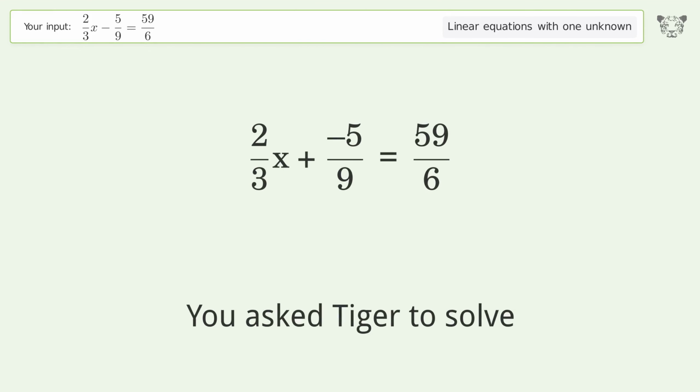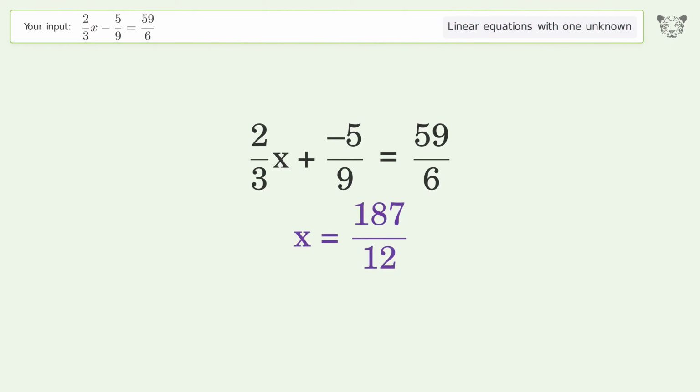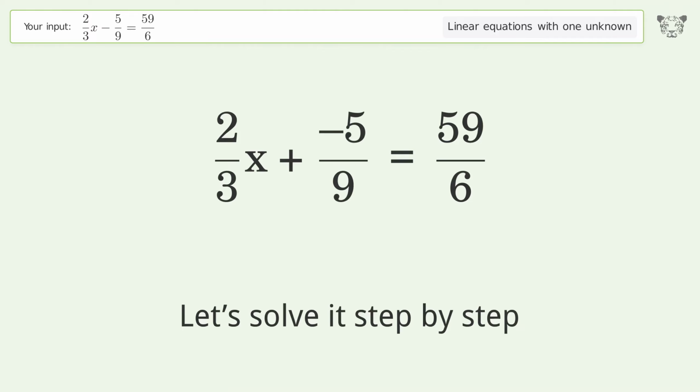You ask Tiger to solve. This deals with linear equations with one unknown. The final result is x equals 187/12. Let's solve it step by step.